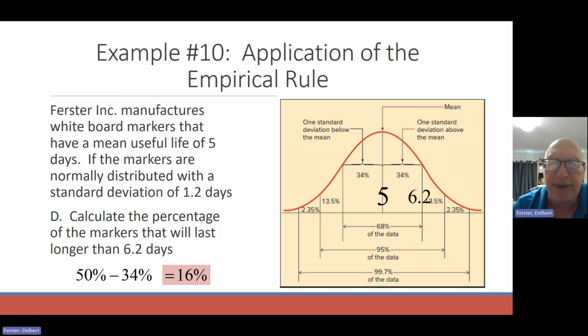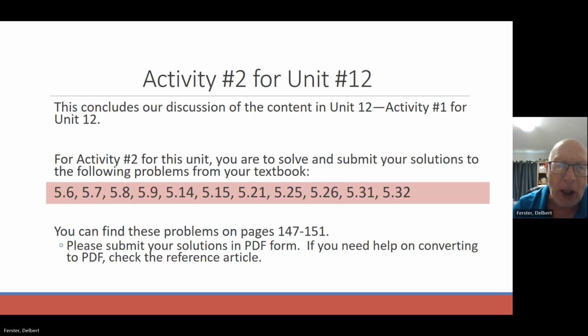Some of you, as I've said, probably have done it before. We're not going to get too crazy. We're not going to find any other z-scores other than the z's that will correlate to 1, 2, 3, -1, -2, -3, where you're simply tracking how many standard deviations that number is above or below the mean. So about 16% of the markers will last somewhere longer than 6.2 days.